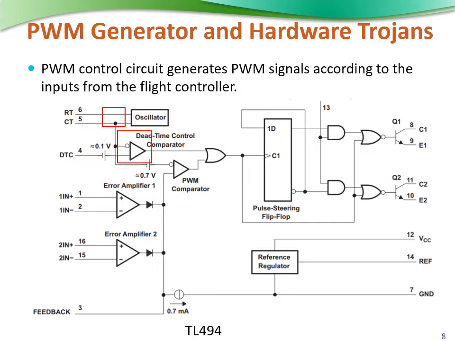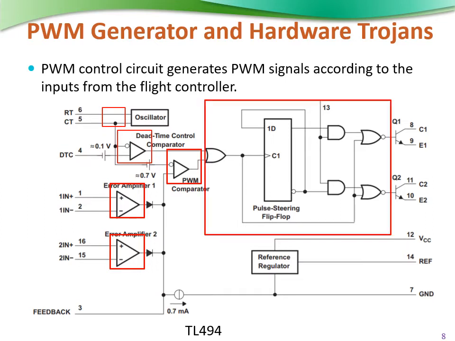A Trojan can be inserted in the DTC comparator that will change the PWM duty cycle and so the speed of the motor. The Trojans can be inserted similarly in error amplifiers as well as the PWM comparator. So these will ultimately impact the speed of the motor. Trojans can be inserted more in logic gates, flip-flops, etc. to create a different duty cycle.